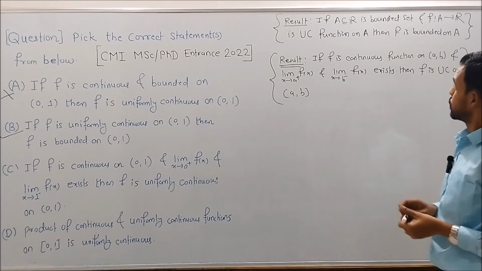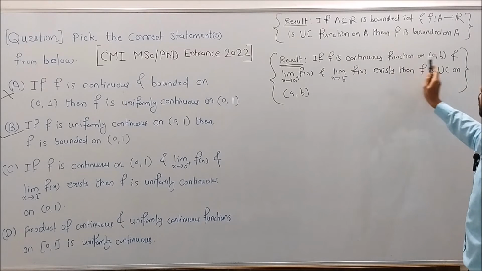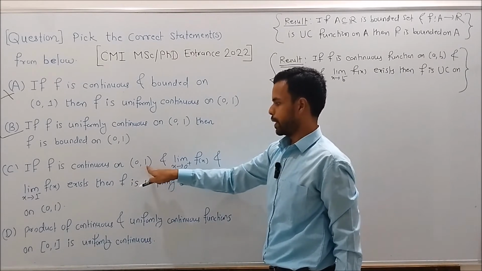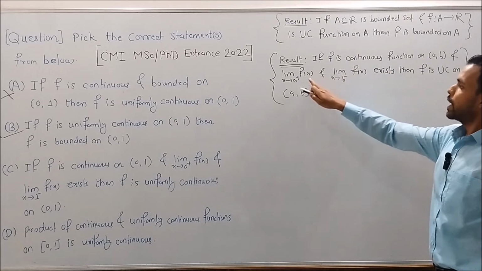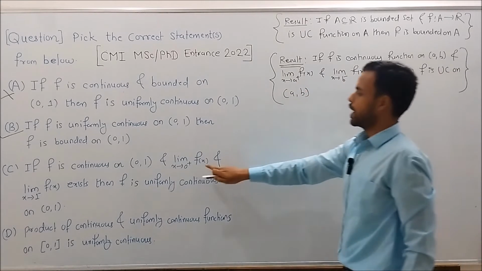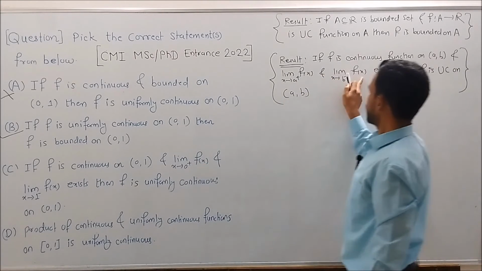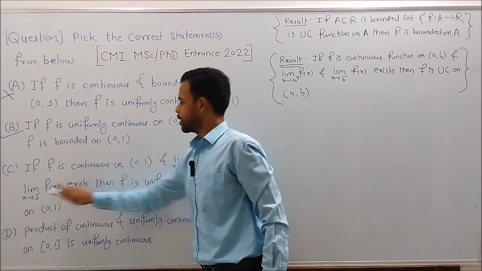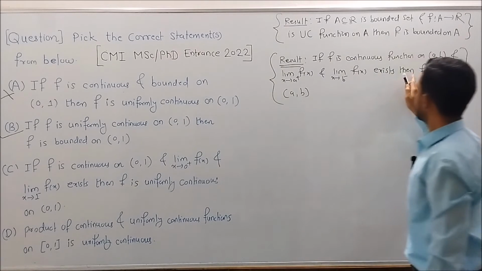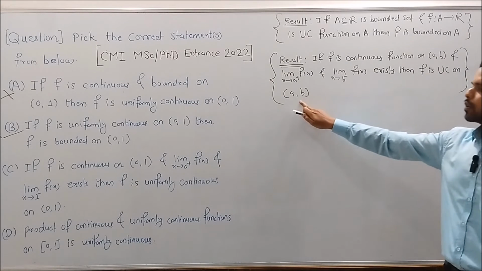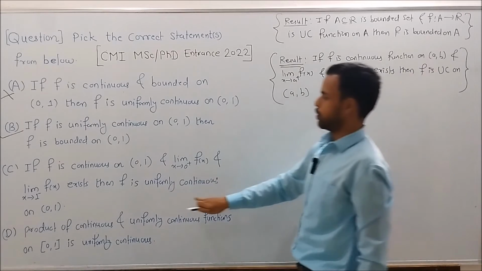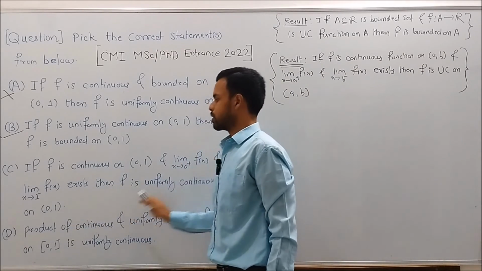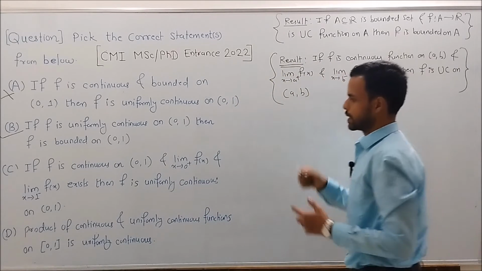Now, if f is continuous on the open interval (a, b), and the right-hand limit of f(x) at a and the left-hand limit of f(x) at b exist, then f is uniformly continuous on the open interval (a, b). Then f is uniformly continuous on the open interval (0, 1). So the statement in C follows from this result.